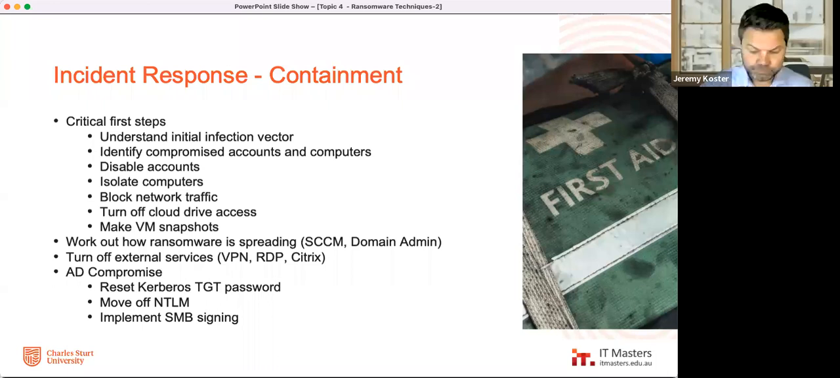Possibly turn off external services. Is it coming through Citrix, RDP, VPN? What's happening? Is it an AD compromise? And if it is, we talked about the Kerberos ticket granting service password. So make sure you reset that, maybe move off NTLM straight away. This is a good break-fix time to do it, and implement SMB signing possibly.